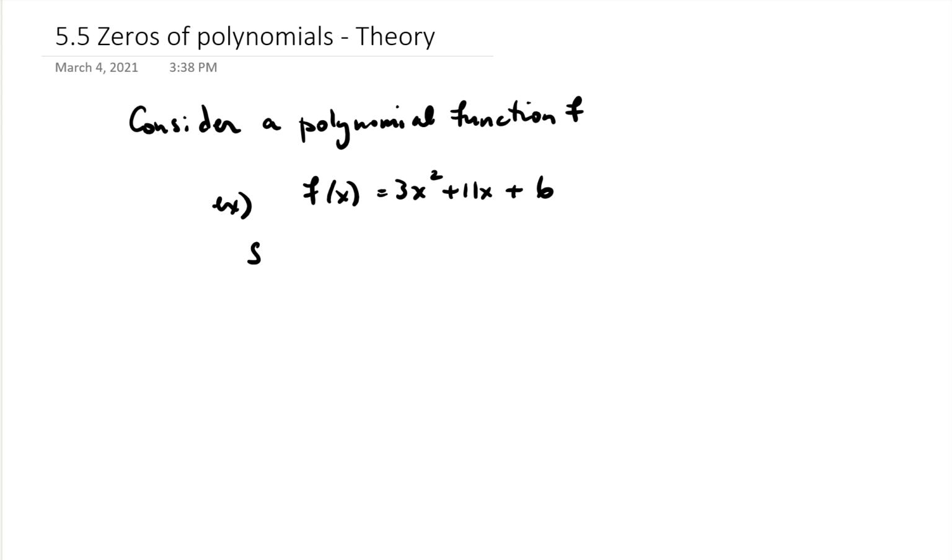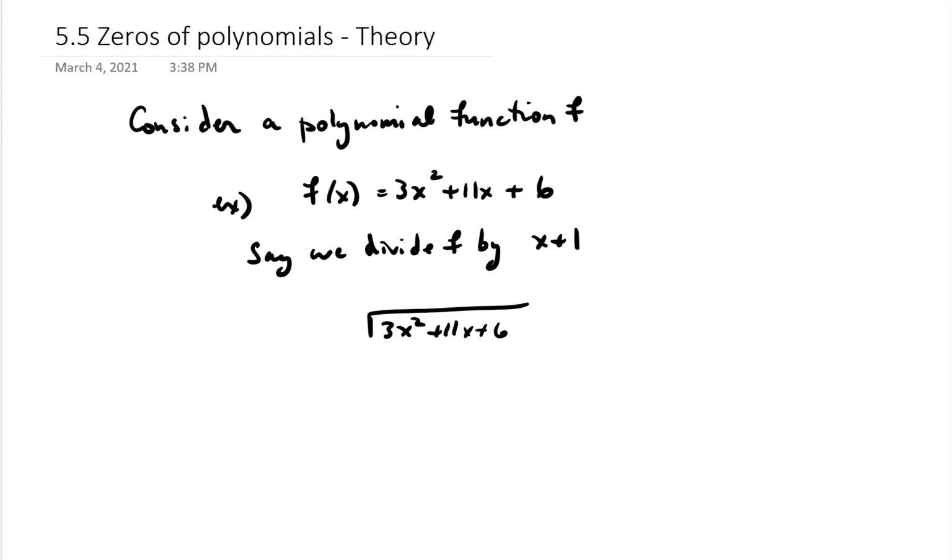Okay, say we divide f by x plus 1. Okay, what do we get? Well, let's do the division algorithm. Okay, x times what will give me 3x squared? X times 3x. That gives me 3x squared plus 3x. Subtract. I get 8x plus 6. X times what is 8x? X times 8. 8 times x plus 1 is 8x plus 8.